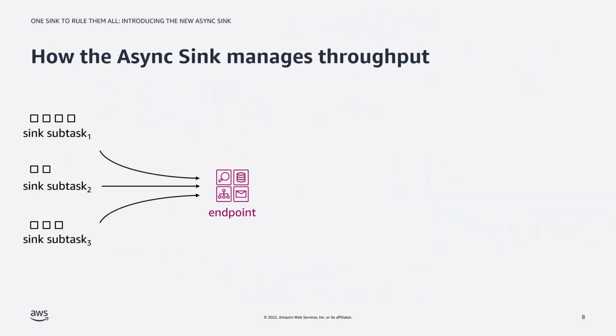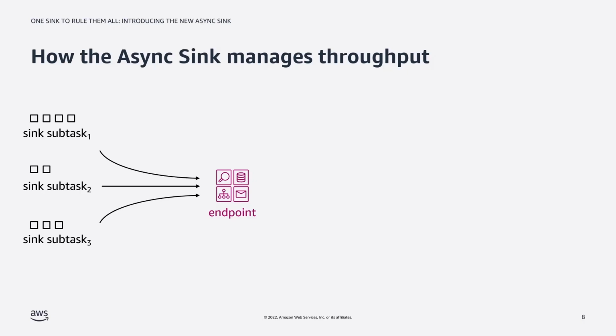Before we look at how to implement a sink yourself, I'd like to take some time to look at how the Async Sink manages the fifth aspect, the last aspect, namely managing throughput and rate limiting the operator. So the challenge we are facing is we have an endpoint, and the Async Sink or the Flink application should not overload the endpoint. It should adapt to the throughput of the endpoint. So what we're trying to achieve is to adapt the throughput of individual subtasks to the throughput of the endpoint.